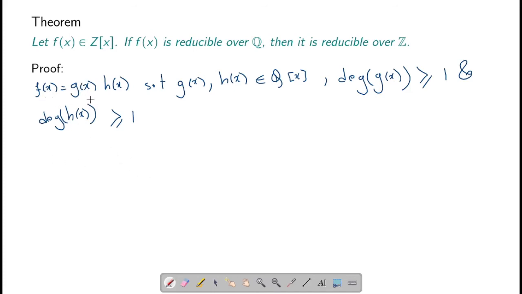Now notice here that g of x and h of x are polynomials over Q. Therefore, each of their coefficients can be written as an integer upon an integer. Let us say that the content of f is C.